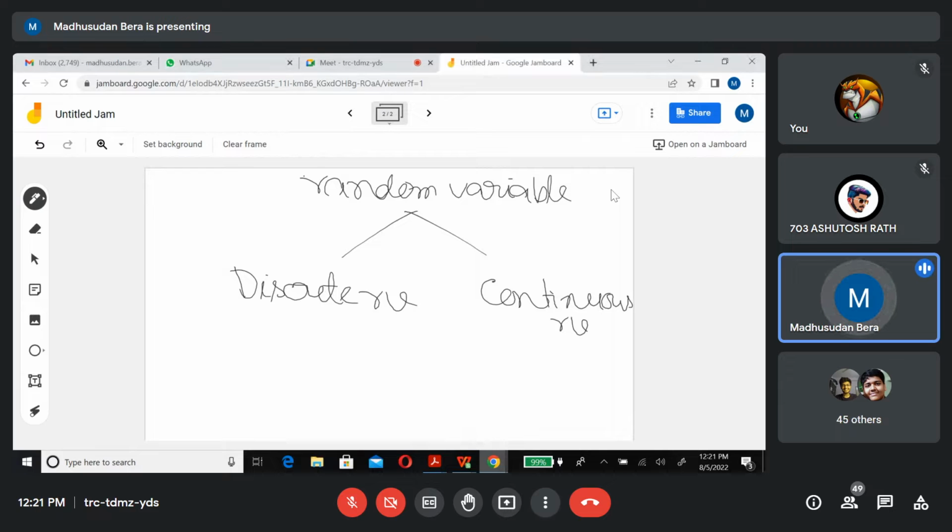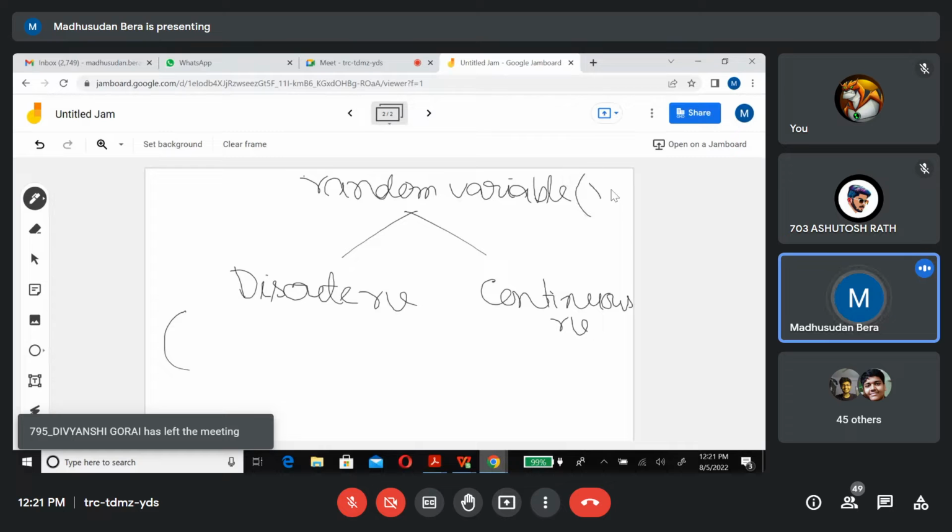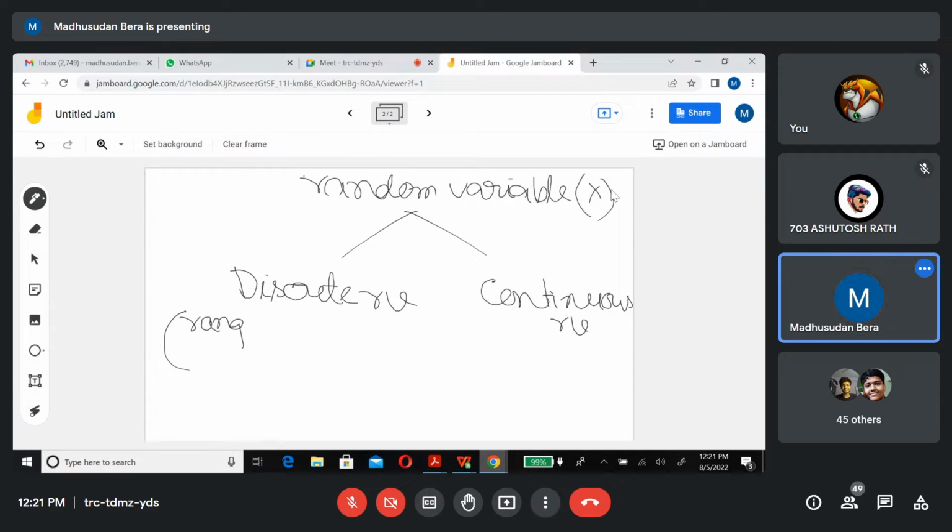So what is a discrete random variable? Suppose the random variable is X. The range of X is either a finite set or countably infinite. That is for a discrete random variable.